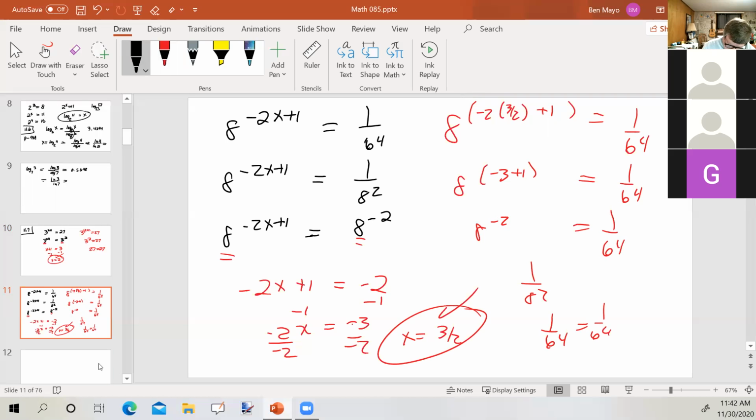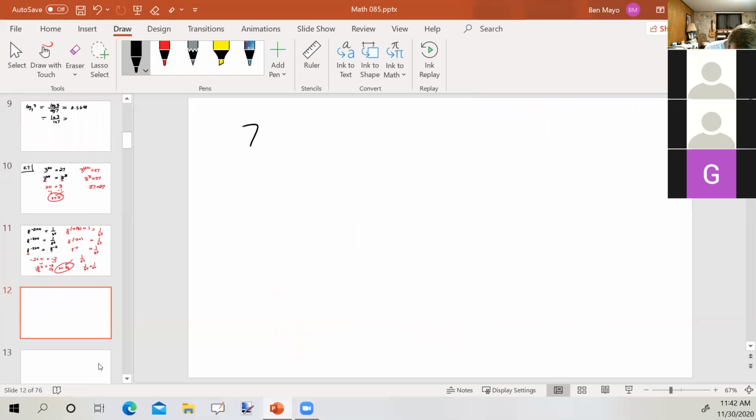All right, now, what about this? 7 to the x power equals 12. Well, the problem here is, I don't know about you, but I can't think of a way to take 12 and write it as 7 to some power easily. I don't know how to do that. And I don't know how to take 7 and write it as 12 to some power. But what I do know is how to play baseball.